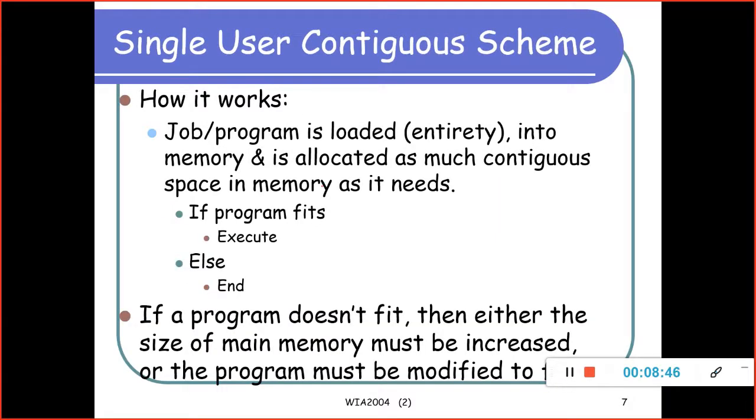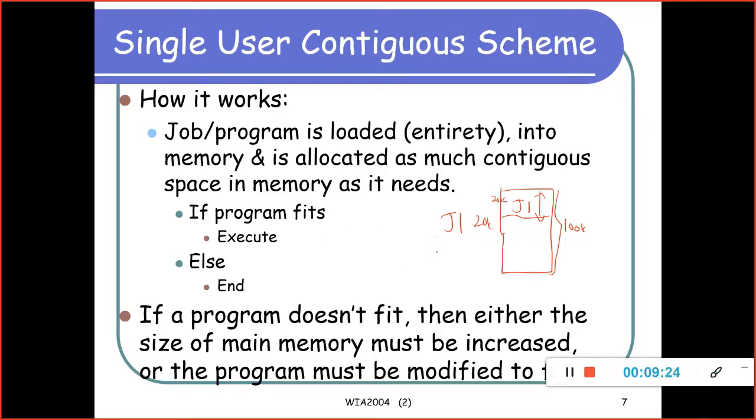So how does it work? The job program is loaded entirely into the memory and is allocated as much contiguous space in the memory as needed. If the program fits, execute, else end. So let's say this is job one entering. You have like 100K, this is the space. Job one is 20K, occupying this block of space. If the program fits, execute. So job one is 20K, so execute, else end.